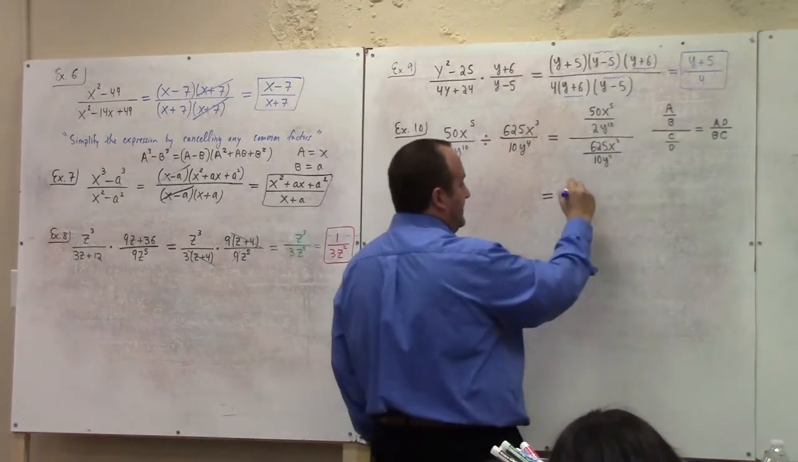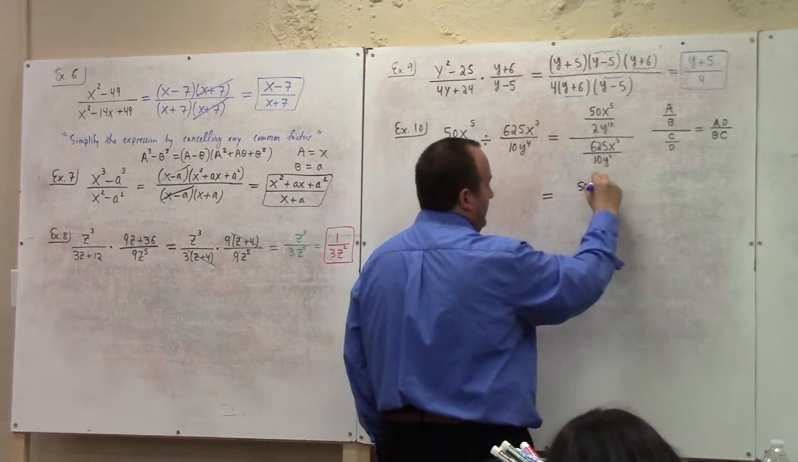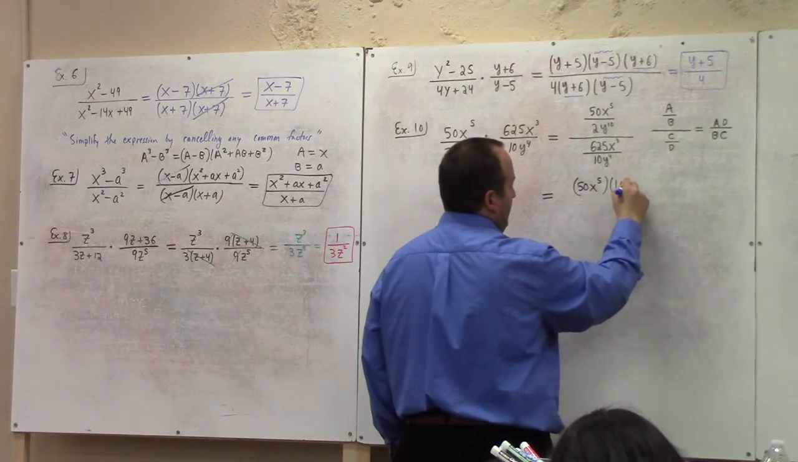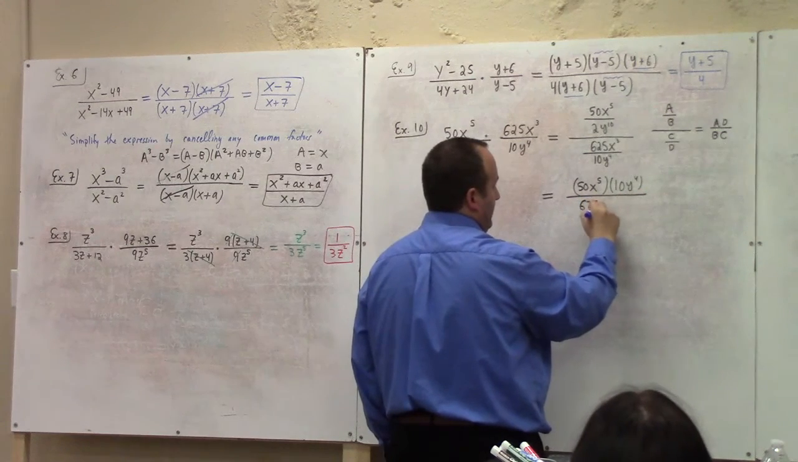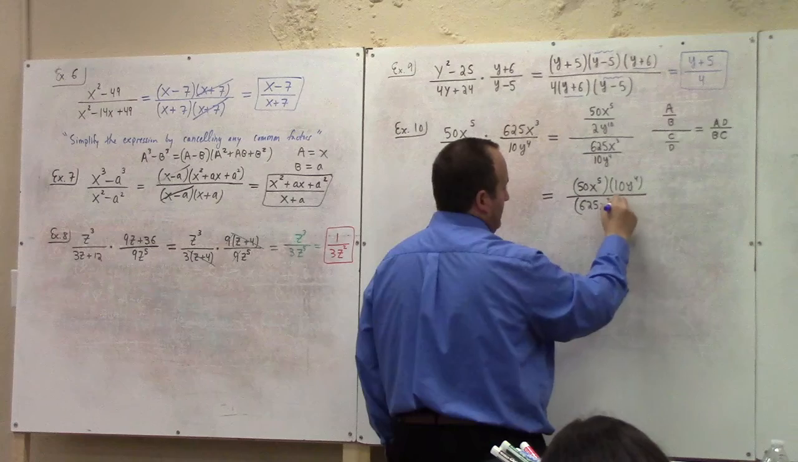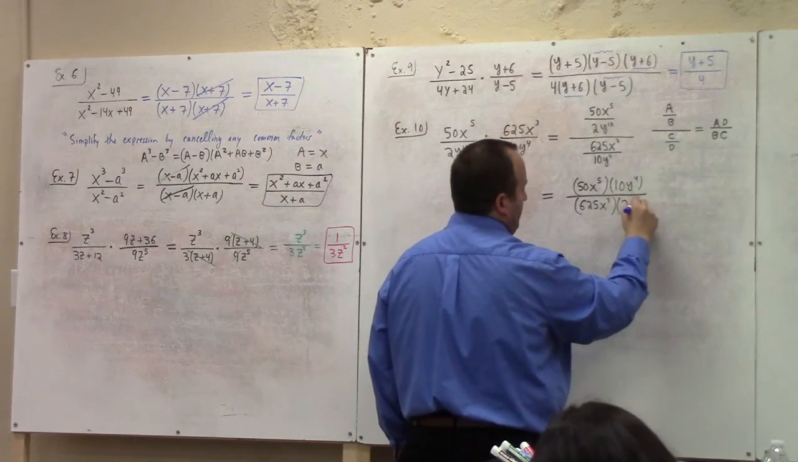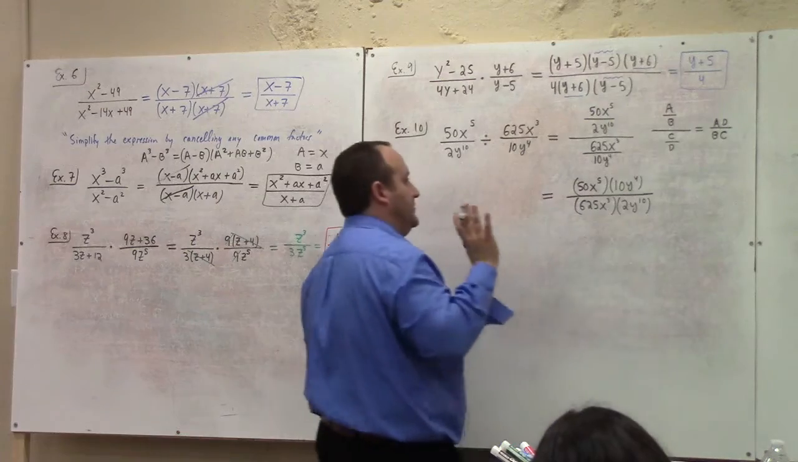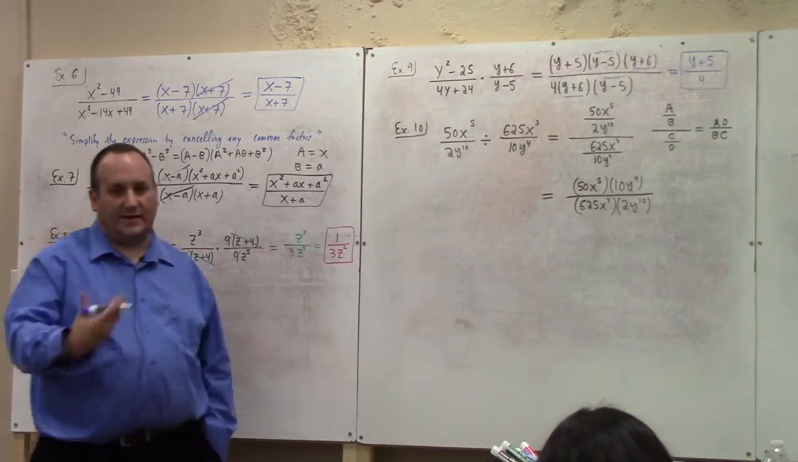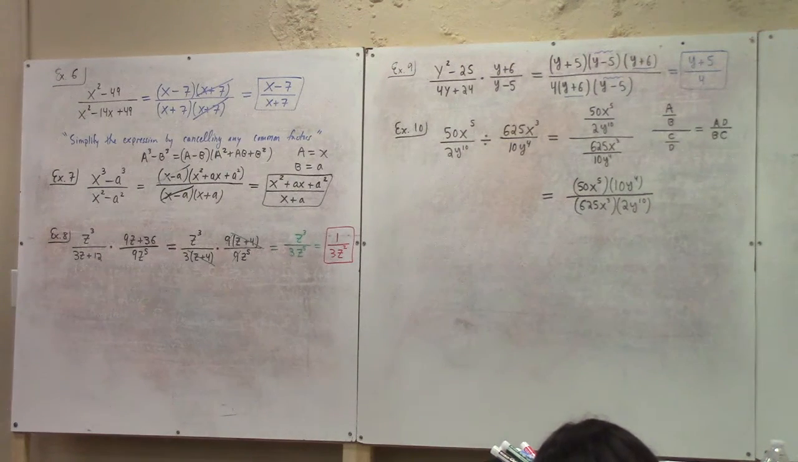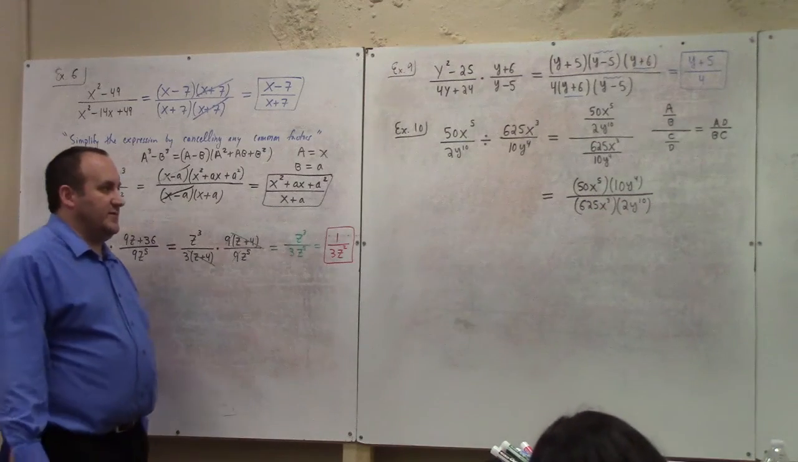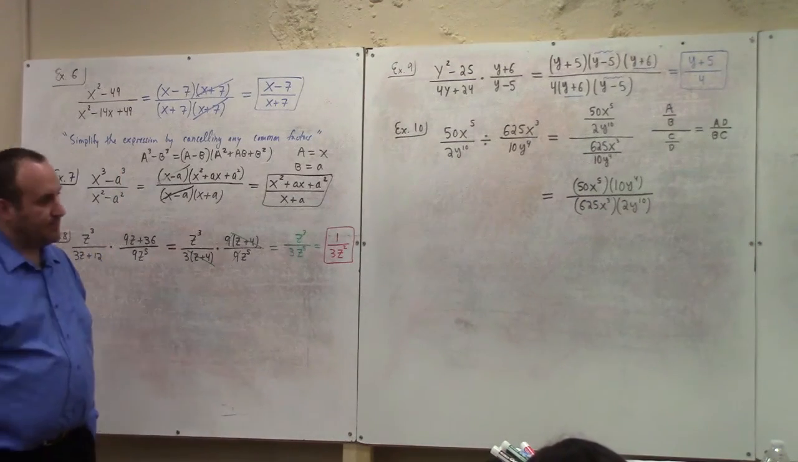Anyway, here, that is 50 x to the 5th times 10y to the 4th divided by 625 x cubed times 2y to the 10th power. All right, up till now, I have not made any attempt at simplifying anything. Just rewriting it. Now I have a nice fraction I can start thinking about simplifying. I mean, you could have simplified the fractions before you did the division if you wanted, but whatever.